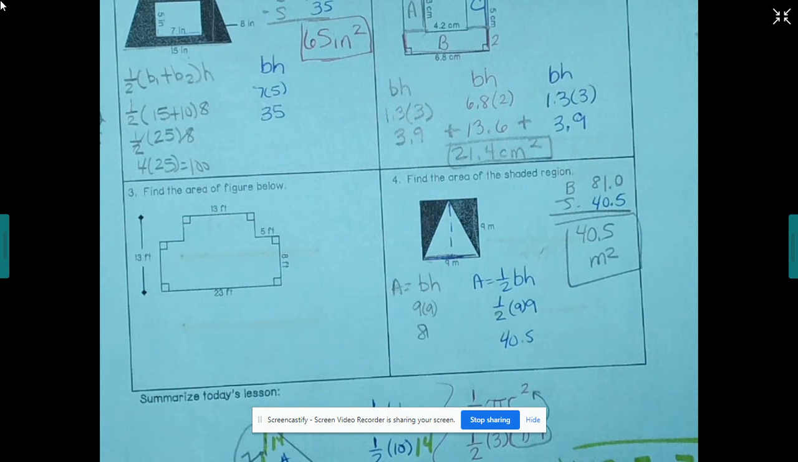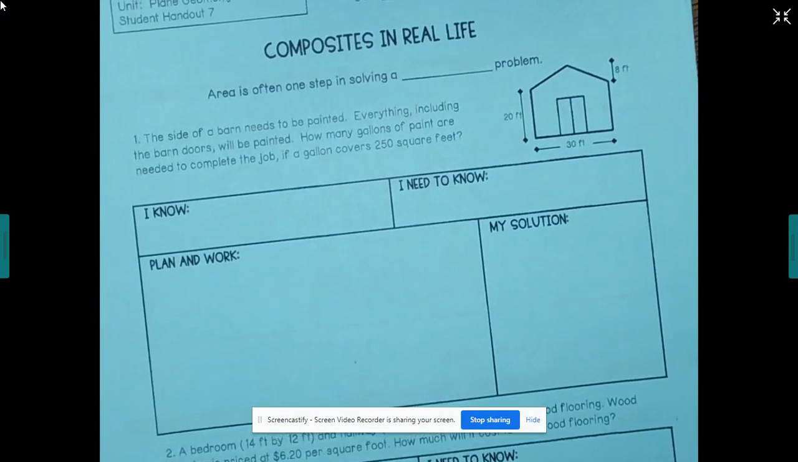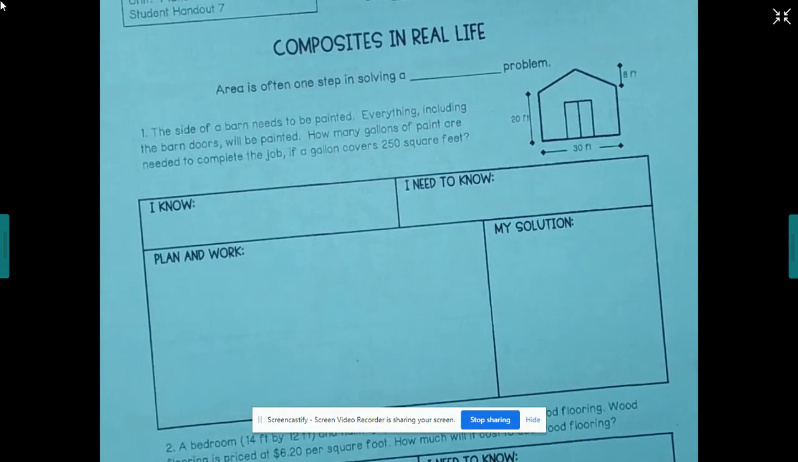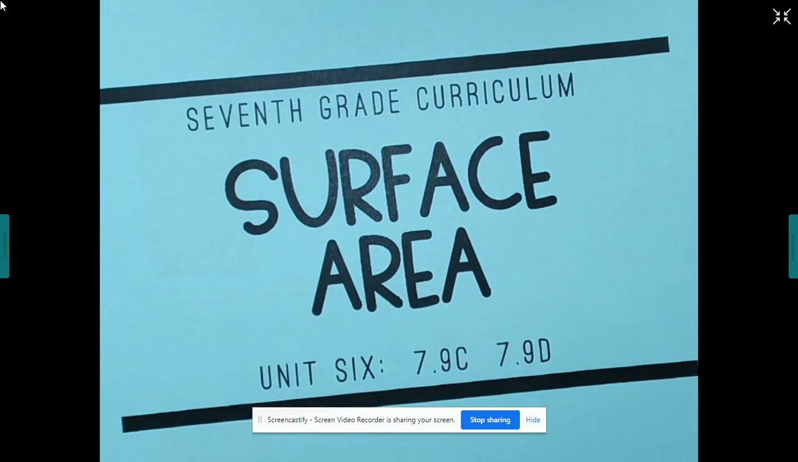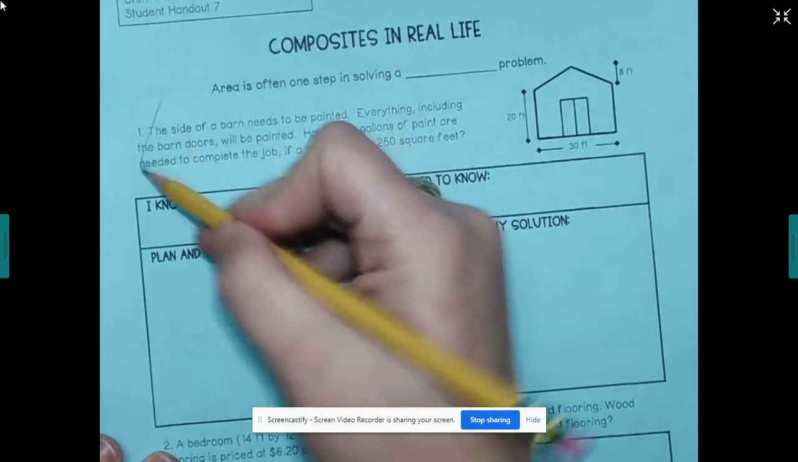All right, we're going to do one more. We're going to do a real world example. So if you'll just flip your book to the next page. We're not going to look at this picture because they didn't give us a shaded one, so I'm just going to make one up for you. Okay, so ignore all this.